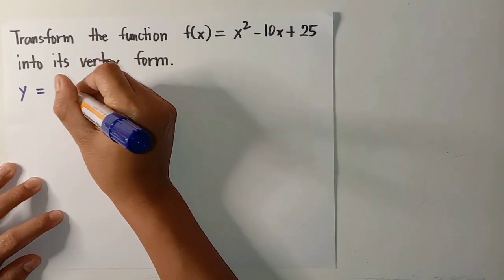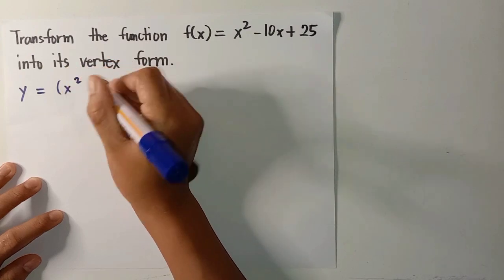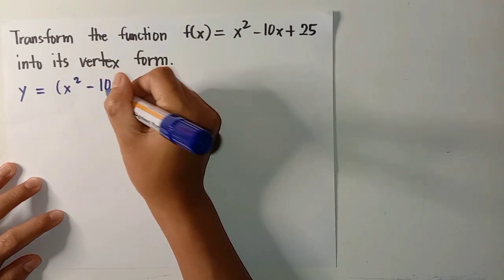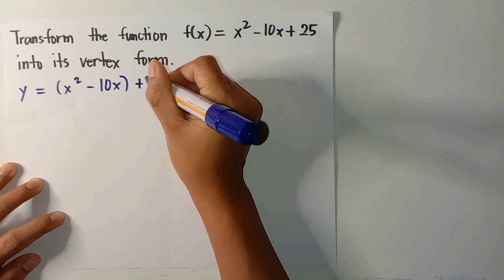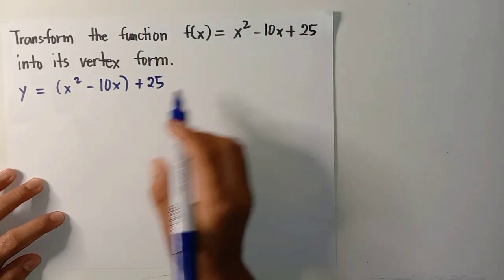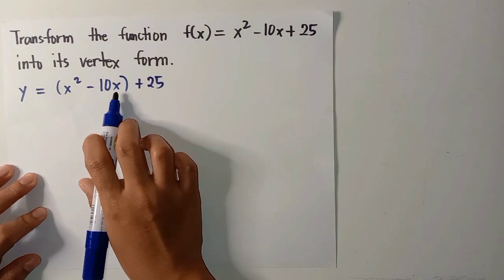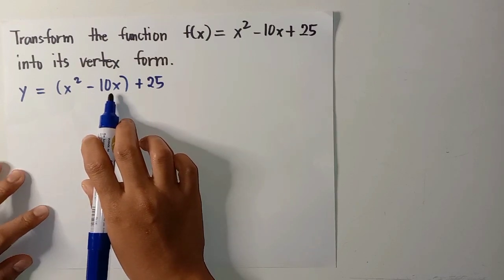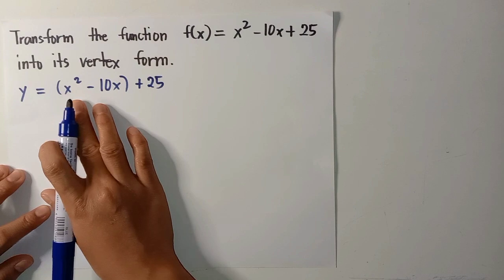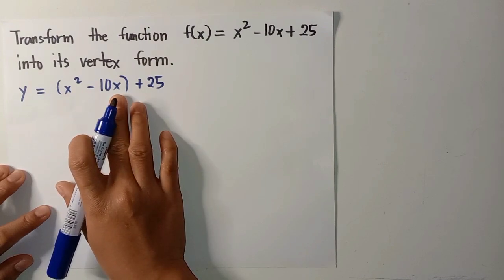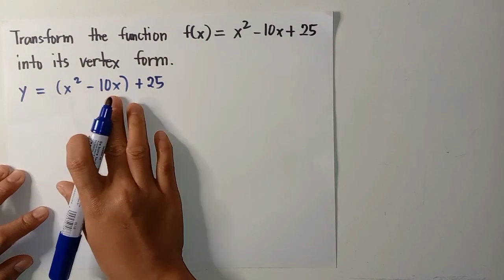So it becomes x squared minus 10x plus 25. So we are just grouping x squared and negative 10x. Next is we will get the third term. So how do we get the third term?